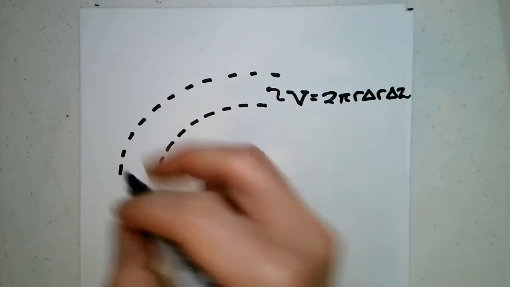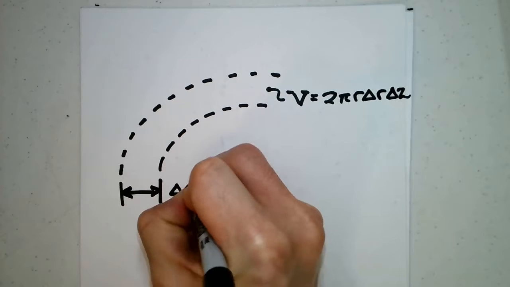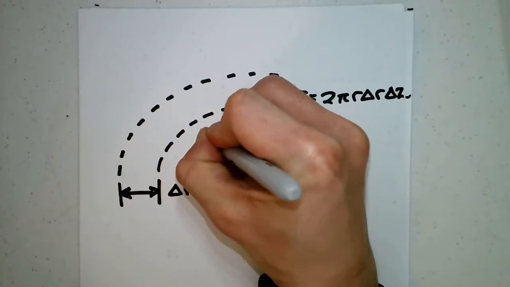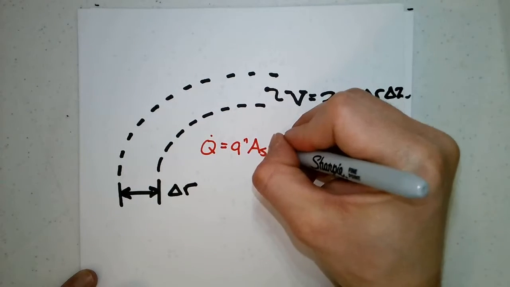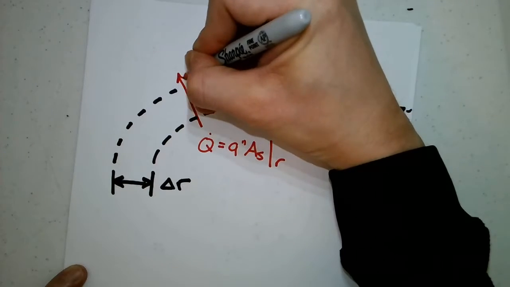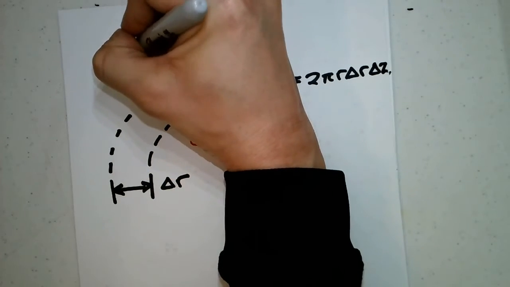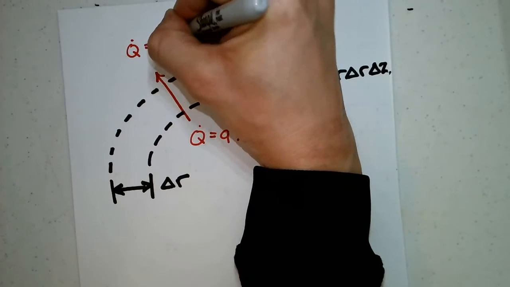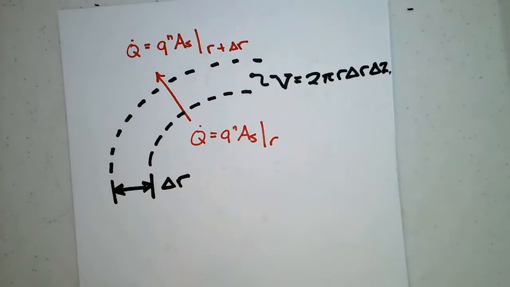All right, and so what we'll have is this is the length, delta r. Into this control volume, we'll have Q, which is the heat flux times the surface area, evaluated at R. Our flow will be through this control volume, and coming out of this control volume, we'll have Q equals the flux times the area evaluated at R plus delta R.